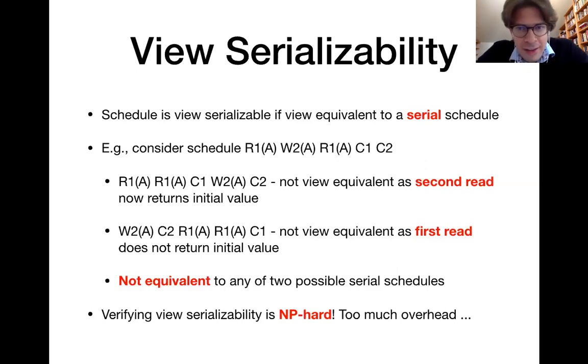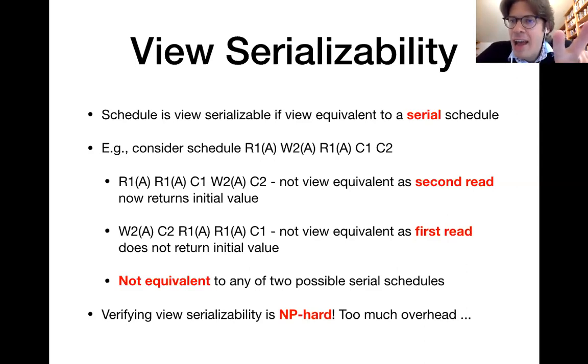So for instance, here's an example where we are trying to determine whether a specific schedule is view serializable. You see the schedule that we are analyzing here. First, we are reading the value of object A by transaction 1. Then transaction 2 writes the value for object A. And then transaction 1 reads the value for A again. So this is the schedule that we have already seen before. And here we have potentially an unrepeatable read. So we expect that this schedule is not view serializable, but let's make sure.